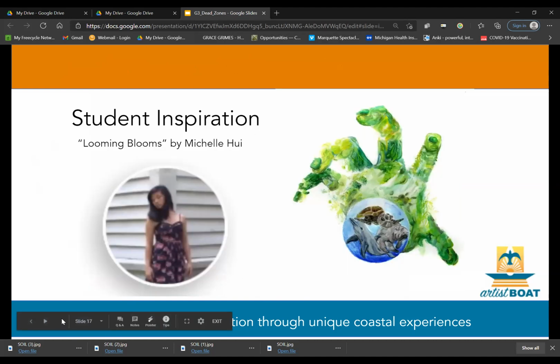Next, we have some student inspiration. This piece is by Michelle Hugh, and she shows these creatures that are being clenched by harmful algal blooms.